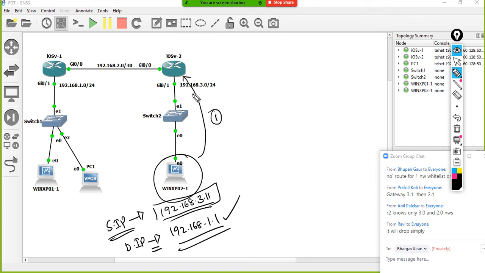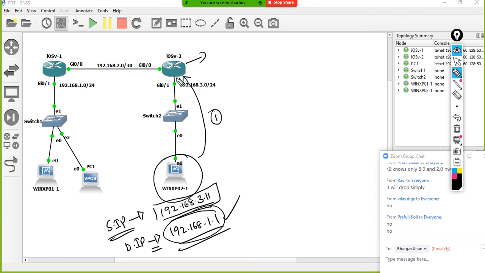When router 2 receives it, what will it do? It will check the routing table. Do you have a route for this 1.1? We don't have. We didn't write the route. Did you remember? It's a new one. We don't have. So what will it do? It will drop simply. It doesn't do anything.